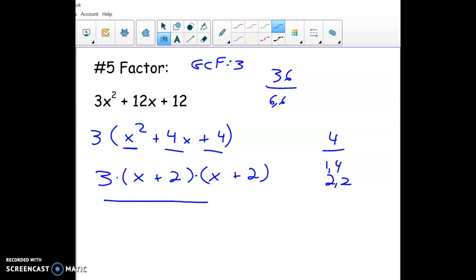And again, if you multiplied all those together, that would give you what we started with, right? But we're doing the reverse. We're factoring, which means break it all apart. Okay, so there's our answer on 5.